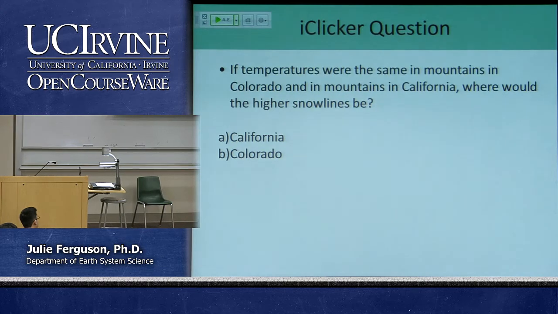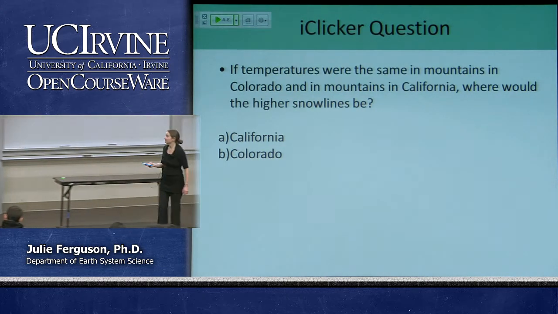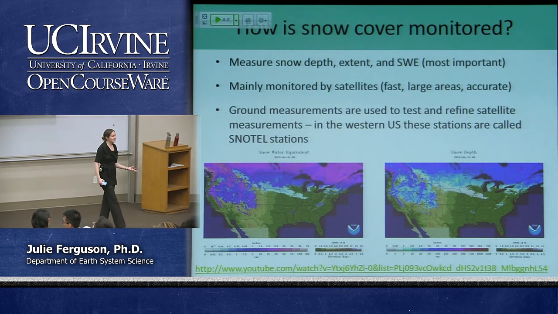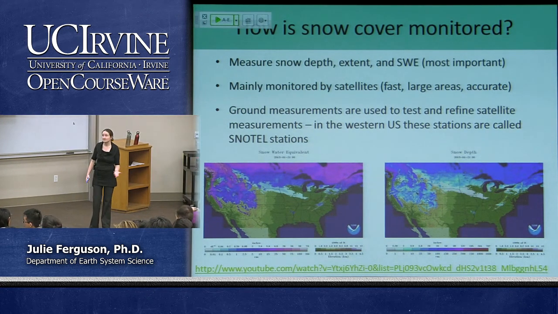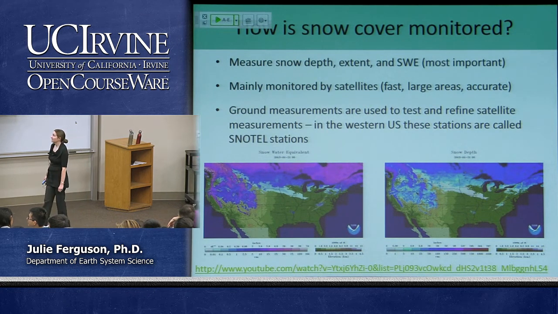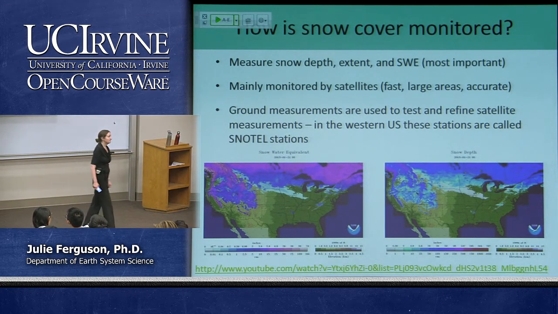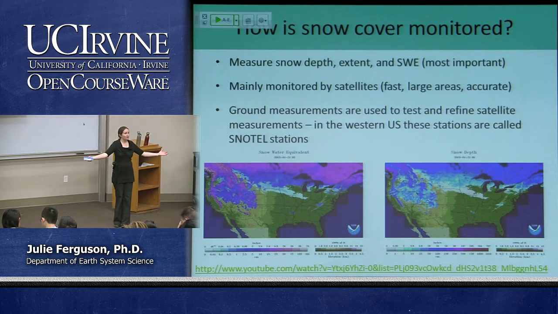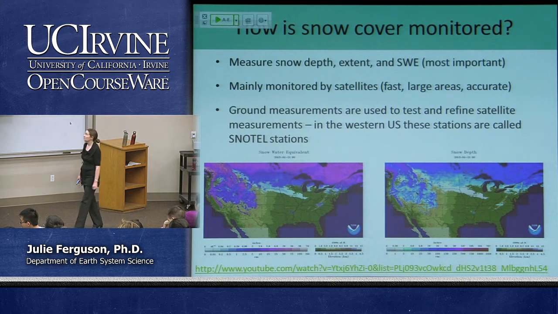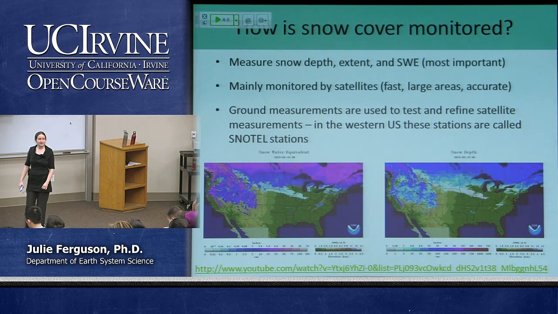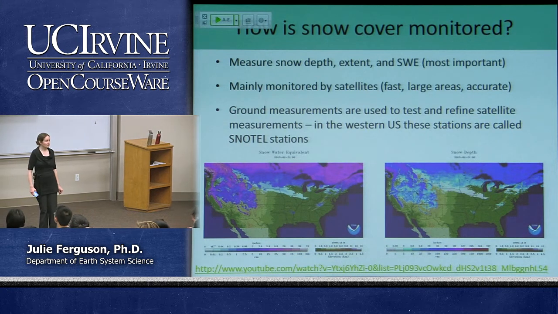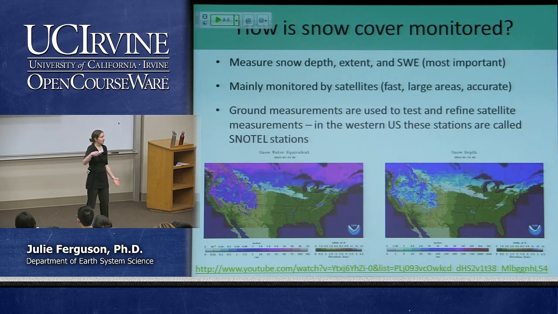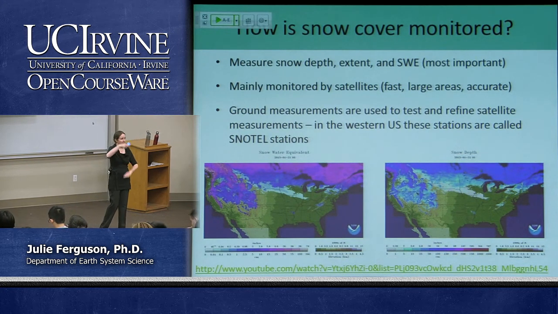Right, so yes, indeed, Colorado would have the highest snow lines. So how is snow actually measured? Because really, the snow is falling in pretty remote areas. And we measure different things. We can measure the snow depth, so that's obviously quite important. We can measure the snow extent, which is basically just over what area that snow falls. And SWE stands for snow water equivalent. That's basically saying, for whatever depth of snow it is, how much water is actually in that depth.